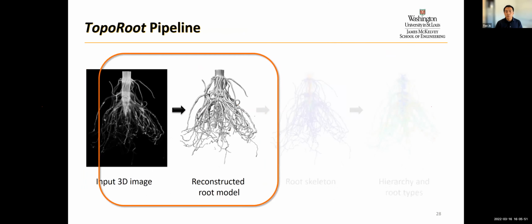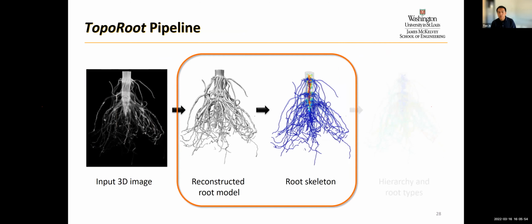All right, so coming back to the pipeline, now we have a reconstructed root model. The next step is to represent it using a graph called a root skeleton. Again, this particular step is necessary so that we can perform analysis such as tracing roots or identifying branching structure, all of which needs to understand where roots meet and how they're connected. It's much easier to do that once we have a graph representation of the root, such as a skeleton.